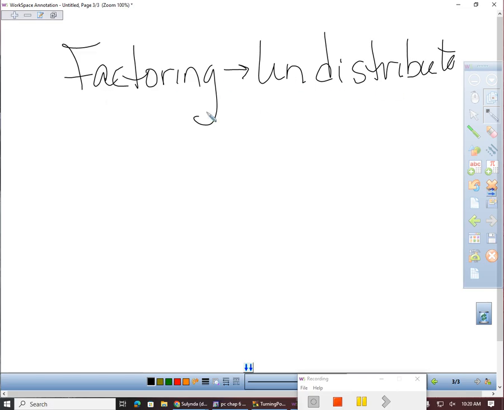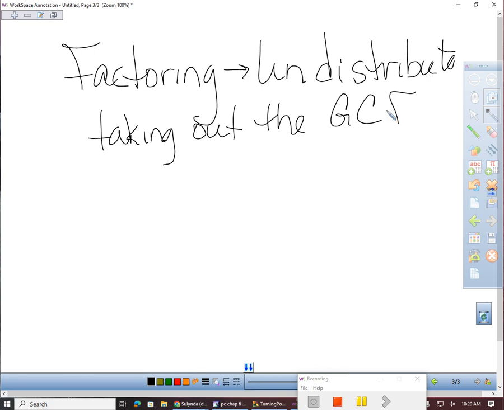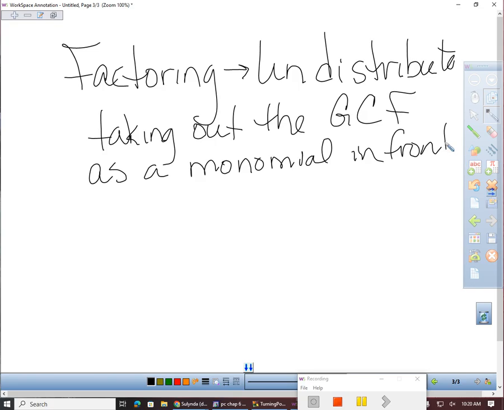So when we talk about undistributing, we are taking out the greatest common factor as a monomial in front of parentheses.